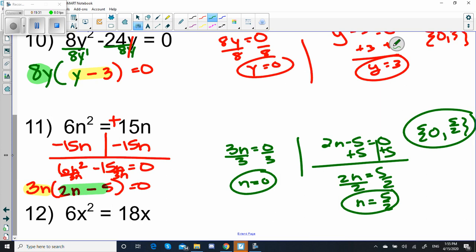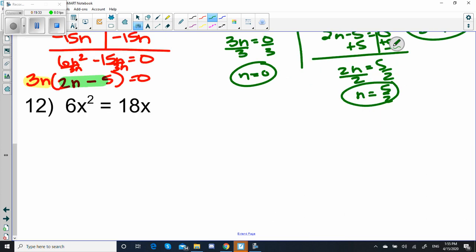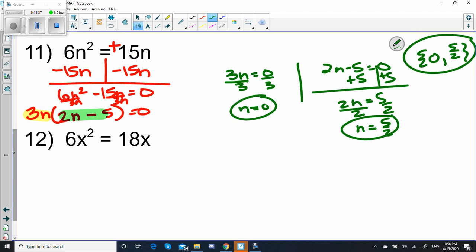I'd like you to press pause and try this next one, please. See if you can come up with it. It's just like the one above. If you want to rewind and watch that one again, notice how I moved the 15n over by subtracting. You're going to do the same thing with the 18x. Give it a try.